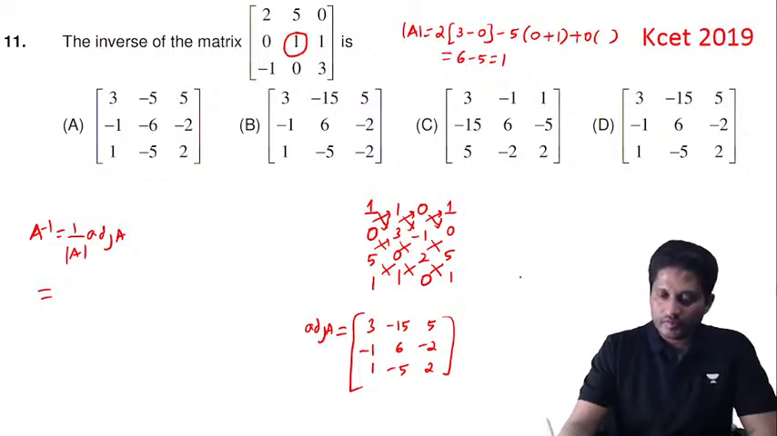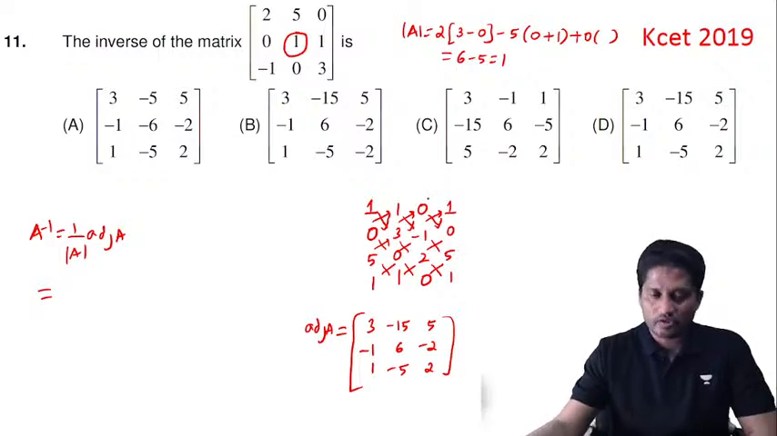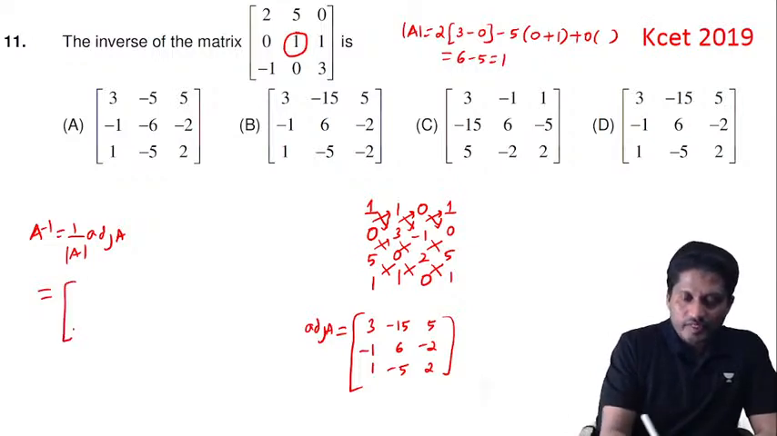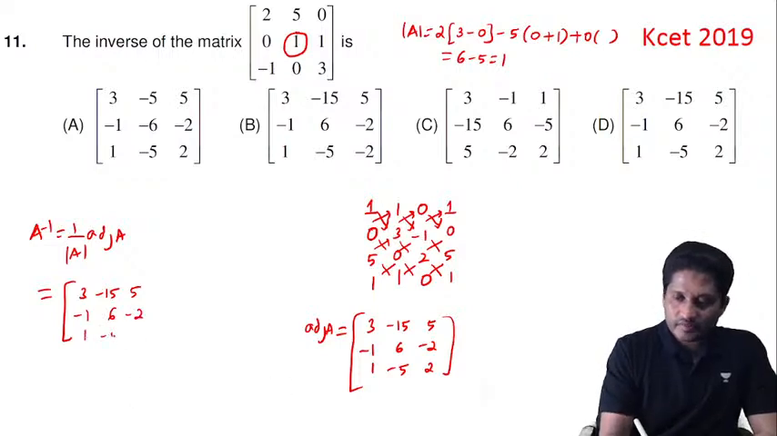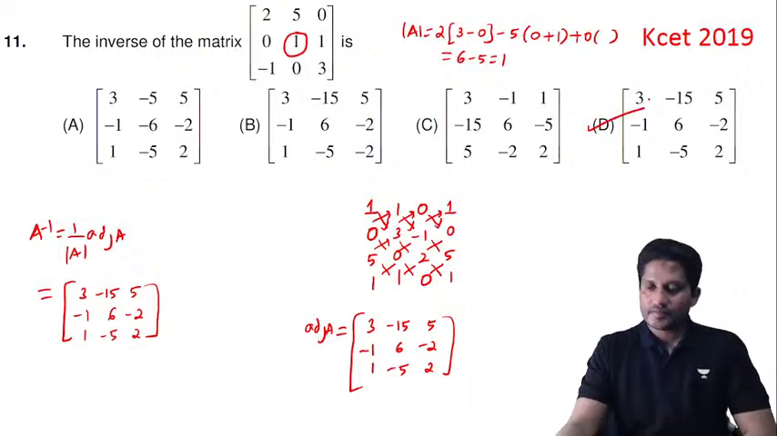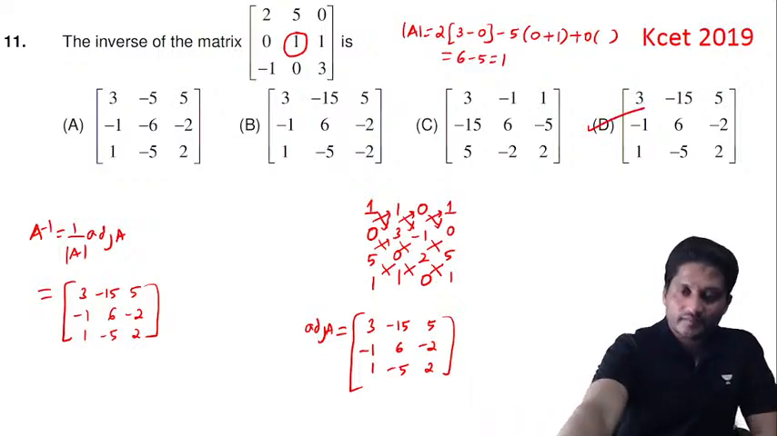Right, now adjoint of A will be equal to, determinant A is anyways 1. You will get 3 minus 15 and 5. Next is minus 1, 6 and minus 2. Next is 1, minus 5 and 2. Okay, answer is option D. Let's move to the next question.